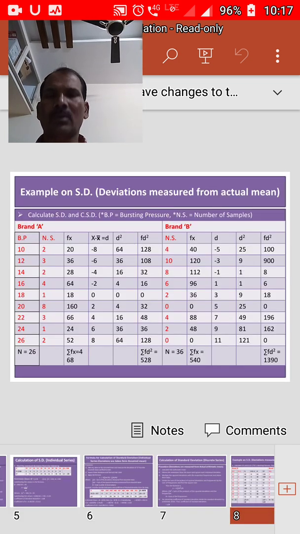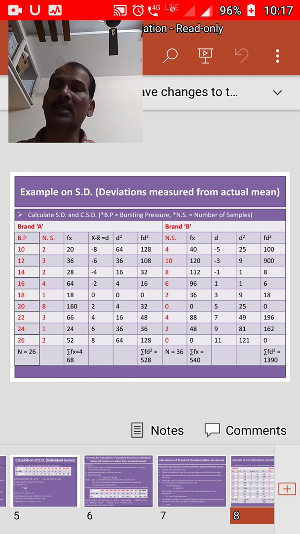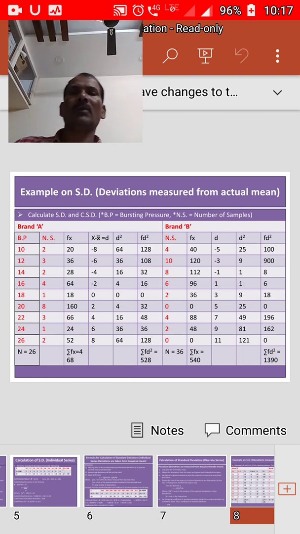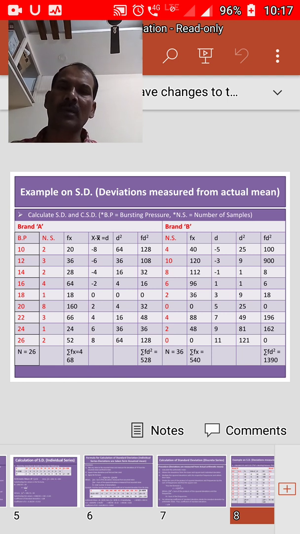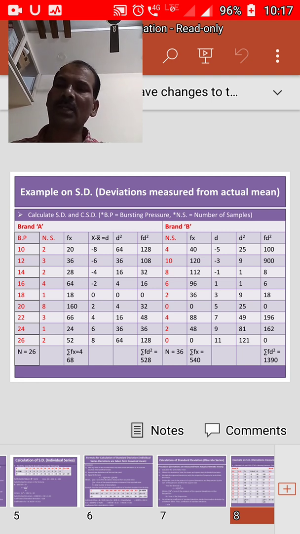In order to have a better understanding of this, we will solve one problem. We will consider an example: deviations measured from the actual mean. He has given the bursting pressure of a number of samples. The bursting pressures given are 10, 12, 14, 16, 18, 20, 22, 24, 26.